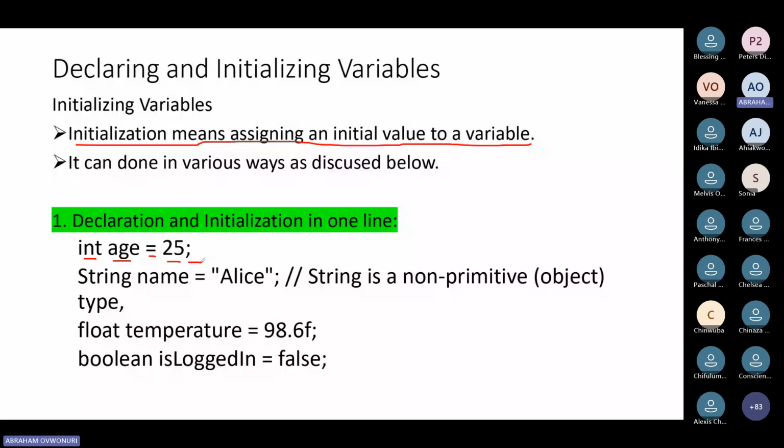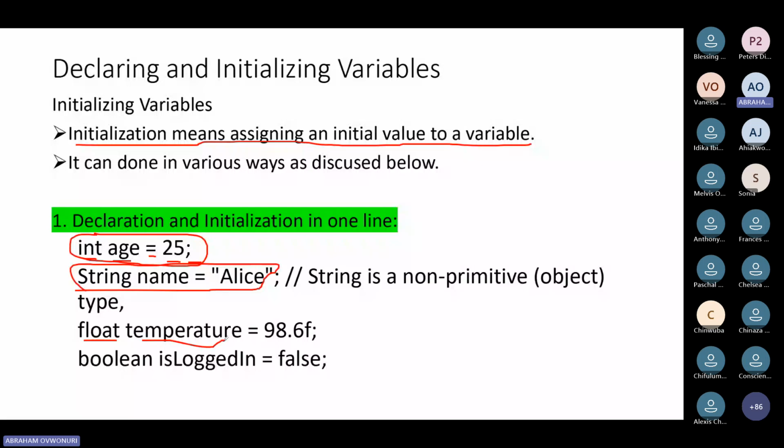This is also applicable here. We are initializing a string variable and giving it the name name, and then assigning the value Alice to it. Then this is another one: float data type, temperature is the name of the variable, value 98.6 Fahrenheit, and then semicolon. We have the Boolean data type, isLoggedIn, with a value.